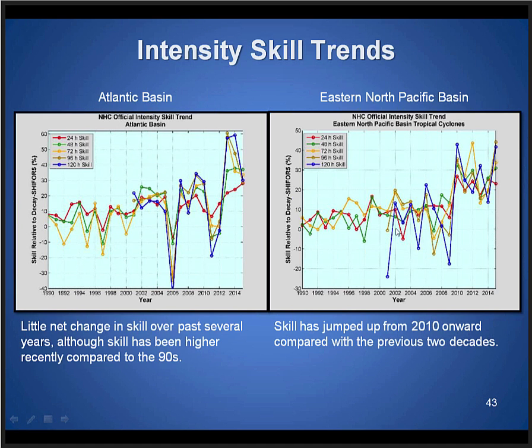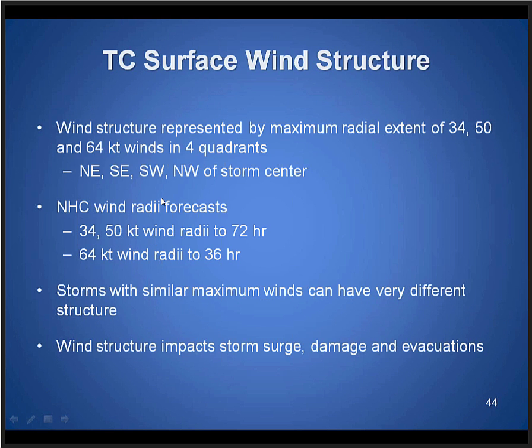Same thing in the East Pacific. It's fairly noisy, but it does show in the last 7 or 8 years improvements in the skill for making intensity forecasting. So that covers the intensity prediction, which is the maximum wind. I did want to mention a couple things about surface wind structure.